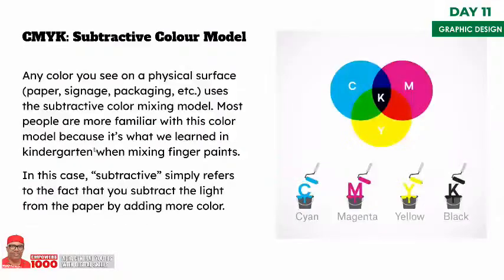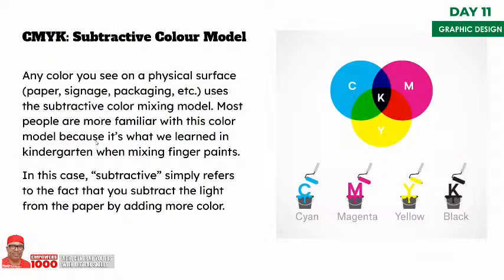Then moving on, we said CMYK, which stands for cyan, magenta, yellow. The K there is for black. Look at the illustration here. This thing is called CMYK. People used to call it CYMK, but it is CMYK.